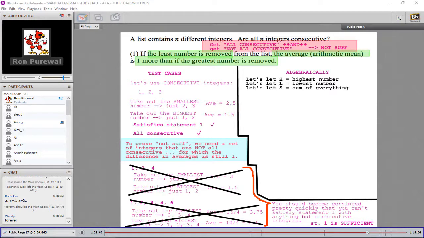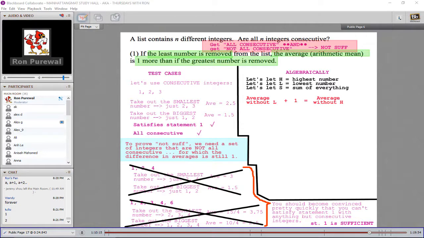How do you write the average if you take out the number L? Remember, it's the total sum divided by how many numbers there are. So we want the average without L plus 1 to equal the average without H. We need to write that as an algebraic equation.